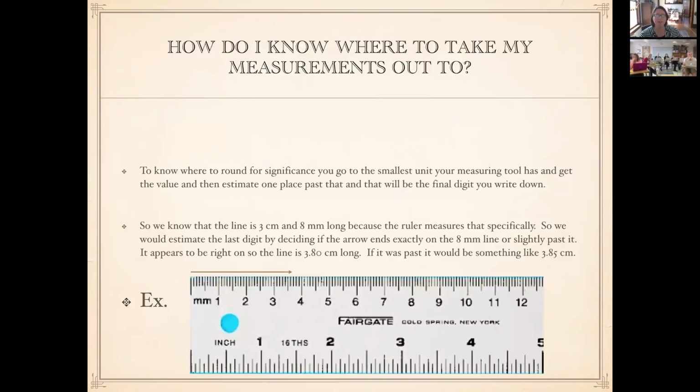What we can then do is estimate that last digit. And that then communicates to everybody else down the line, not only did my ruler have millimeter measurements, but I know that the end of the arrow or the end of the object I'm measuring is exactly on that 8 millimeter line. And so the measurement would actually be 3.80 centimeters if you have the correct precision. Does everybody understand what I'm talking about there when I talk about this idea of estimating that last place?